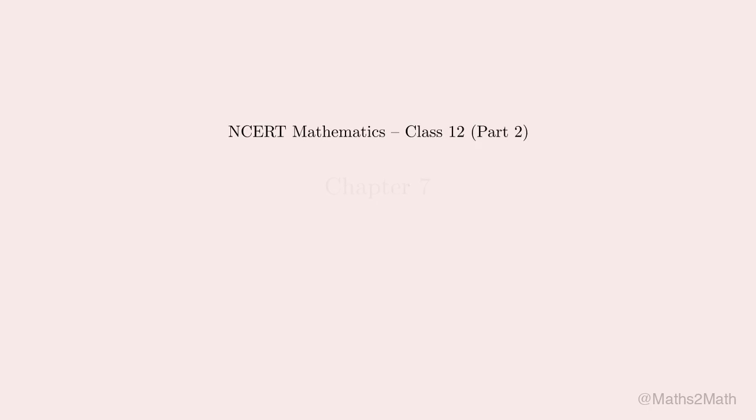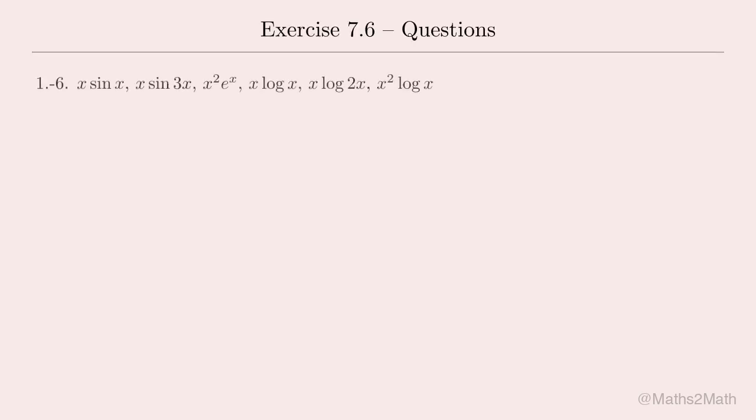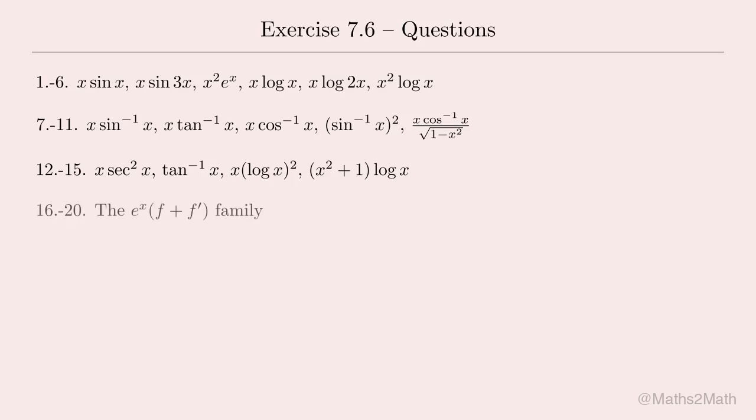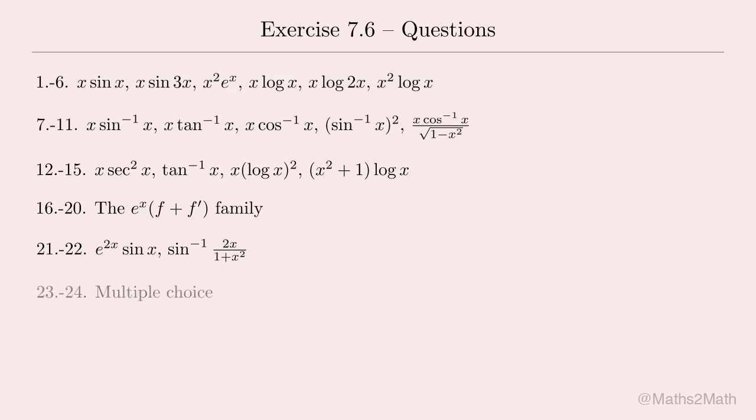In this video, we are solving every question of exercise 7.6 of Chapter 7, Integrals, from the NCERT Mathematics textbook for Class 12, Part 2. Exercise 7.6 is integration by parts. 24 questions from the classic x sine x through the inverse trigonometric pairings, the e to the x times f plus f prime family, and the self-referential e to the 2x sine x with two multiple choice. Here is the list, grouped.